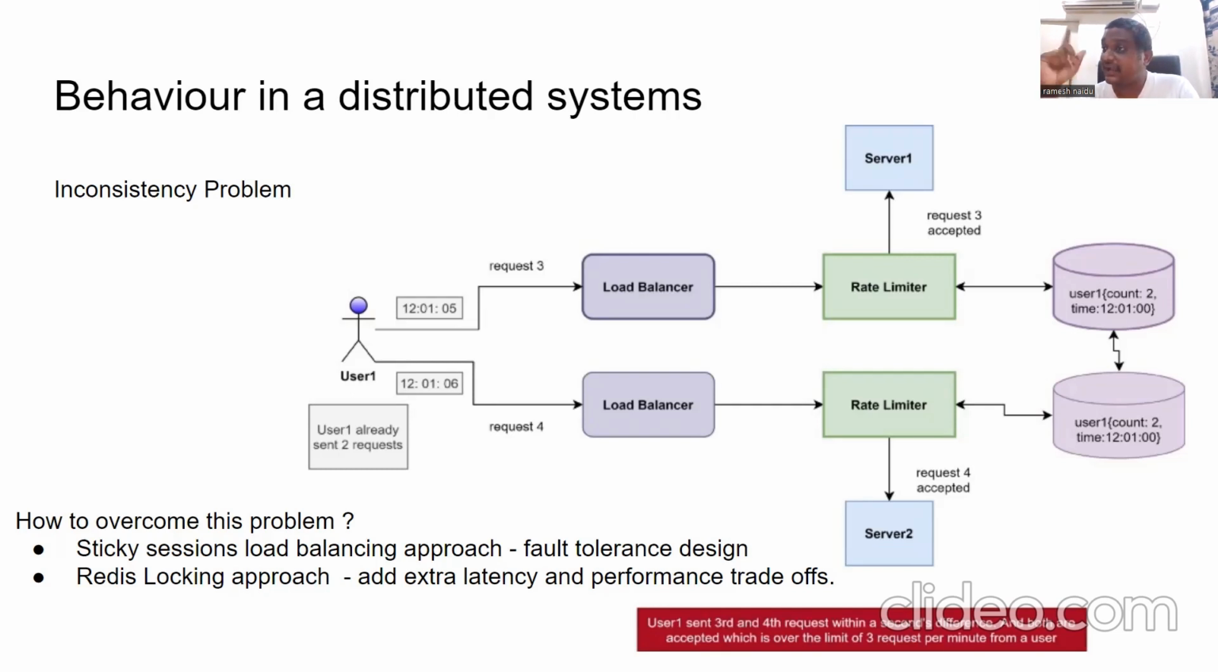But this will add another extra layer of latency, so this is a performance trade-off which we can think of. So we will see the best approaches how to use. Maybe using caching, we can still set up this locking approach in a better way. We will talk in the next slide on that. So this is how I want to deal with the inconsistency problem which we'll face in a distributed system.